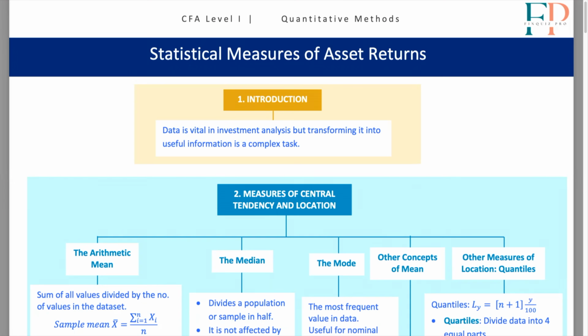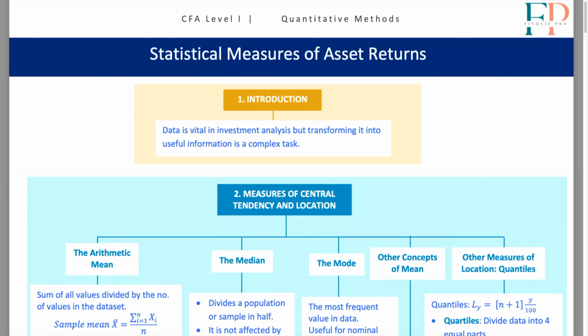Data is the bread and butter of investment analysis and management. However, the real challenge is turning this data into useful information. This module sets the stage for understanding key concepts in data analysis that are essential for investment pros like yourselves. In the investment world, data helps you make informed decisions. Whether you're analyzing stock performance, evaluating portfolio returns, or assessing market risks, data is your foundation.